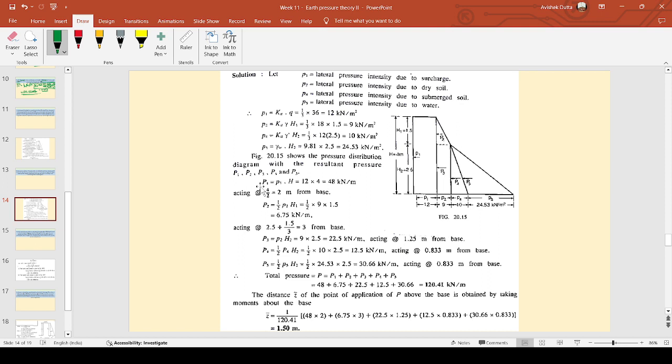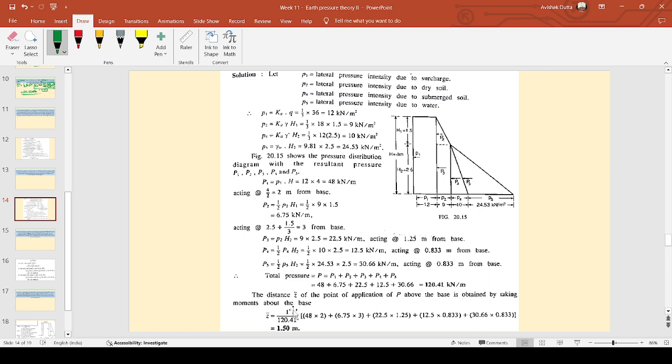So first of all, we find out the thrust due to the surcharge and the point of action, then the thrust due to the dry soil, and then the thrust due to the dry soil acting as surcharge, and then the thrust due to the submerged soil, and the thrust due to the water. In each and every case, we find out the point of action of these forces. We add up all these forces to get a value of 120.41 kilonewton per meter as the total pressure acting per meter length of the wall.